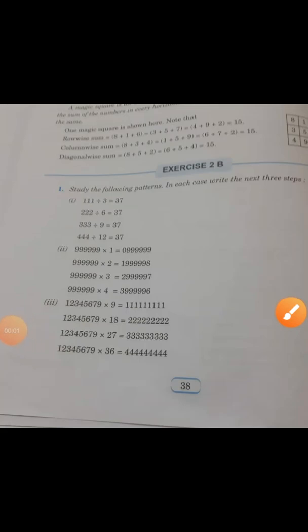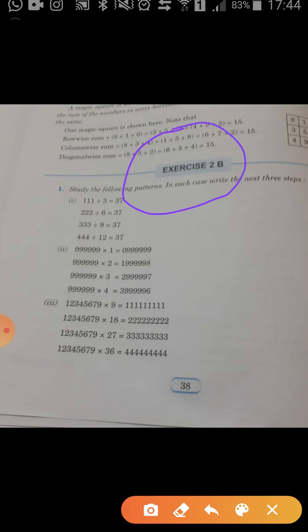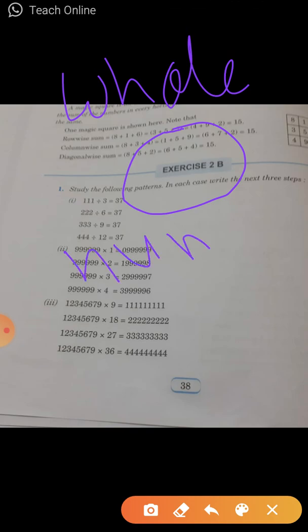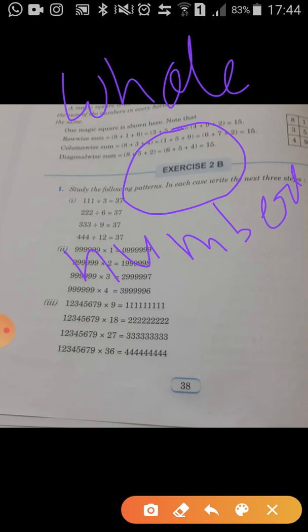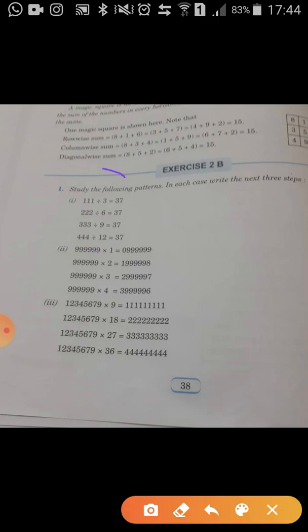Okay guys, so this video is exercise 2B of chapter 2. We are still on the chapter whose name is whole numbers, and let's see what the second exercise is telling us. In the second exercise, the first few sums are about patterns.